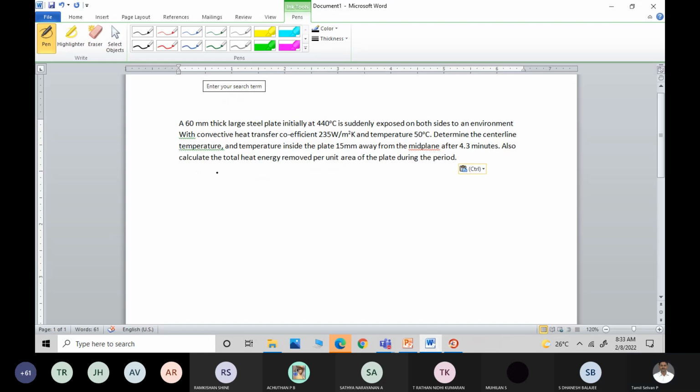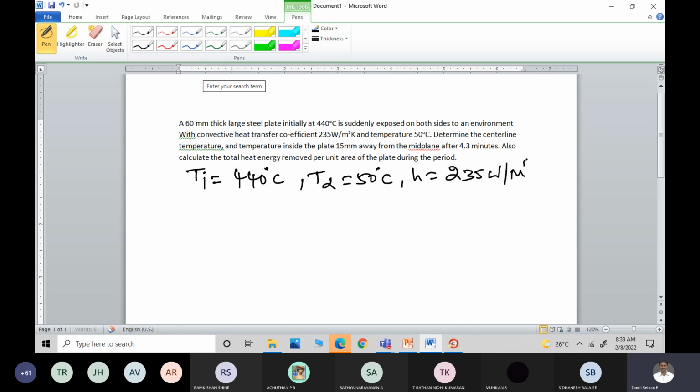Am I correct, students? Ti is the initial temperature, 440 degrees C, and T infinity, the surrounding fluid temperature, is 50 degrees C. The h value is 235 watt per meter squared Kelvin. After time tau equal to 4.3 minutes, 4.3 into 60, how much does it come to? 60 into 4 is 240, plus 18, so 258. Am I correct? Yes, sir.